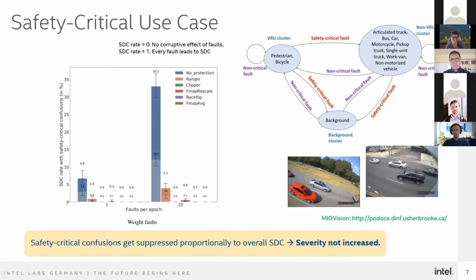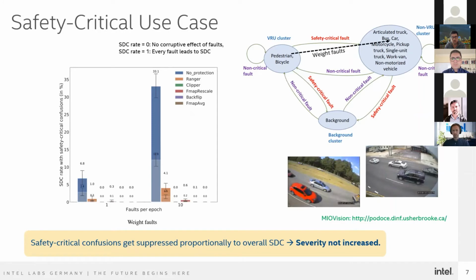And we see that indeed the safety critical and the non-critical cases get proportionally suppressed, which means that the protection that we add does not increase the severity of an error. So it keeps it either on a similar level or even reduces it. So meaning that we do not expect any particular risks due to our modifications.